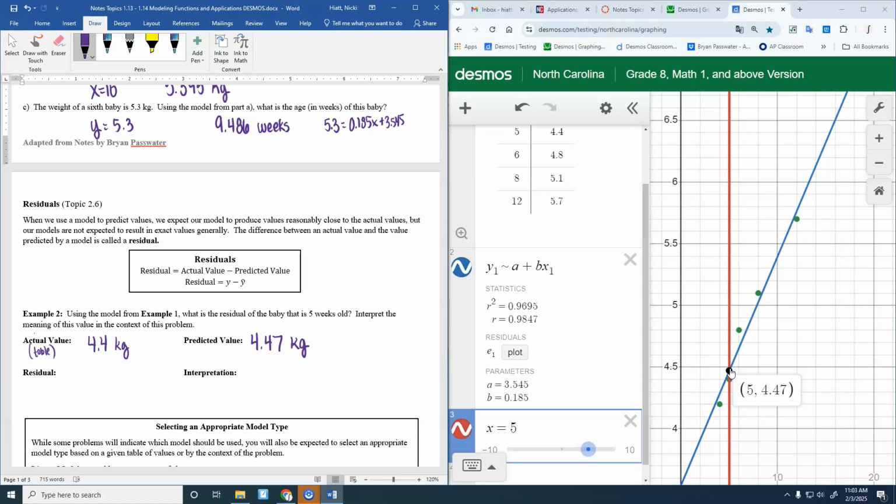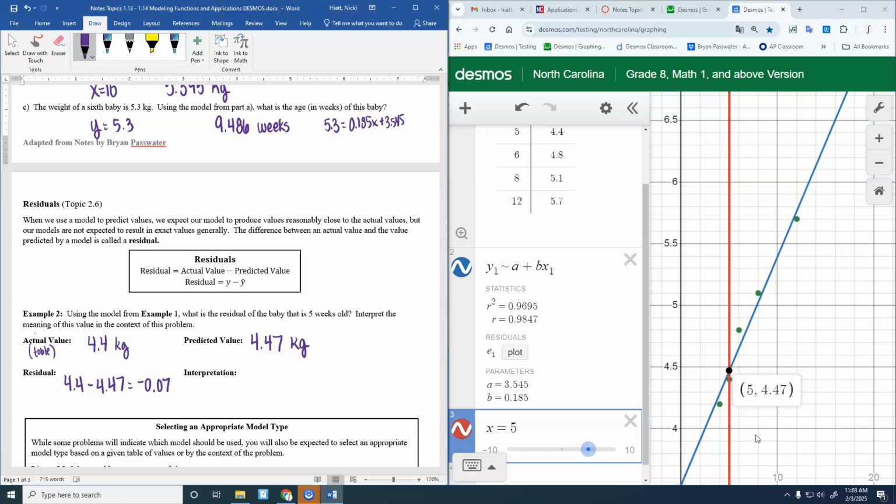Everybody okay there? So residual is going to be actual minus predicted. So 4.4 minus 4.47, which is going to give us negative 0.07. If you get a negative value, your data point is lower than the predicted. It's below the line right here.